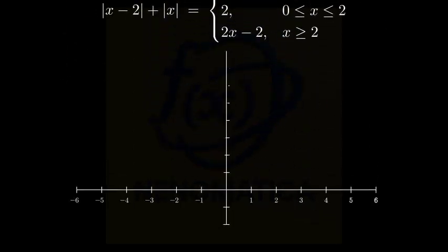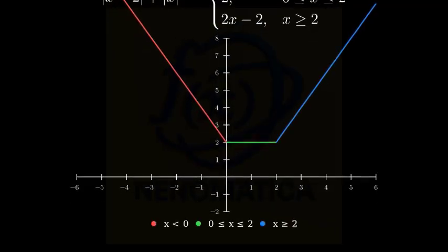To build geometric intuition, let us also look at the graph. Notice the constant flat segment between 0 and 2 at height 2, a line with negative slope to the left, and a line with positive slope to the right.